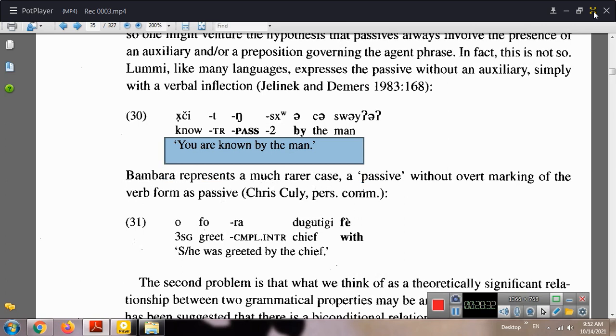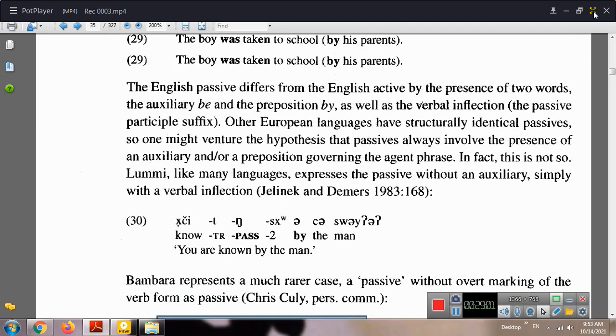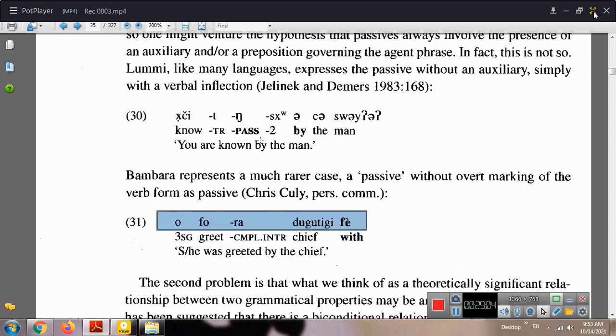Bambara represents a much rarer case, a passive without overt marking of the verb form as passive. Here in Bambara, we have the passive sentence, which is expressed without overt marking of the verb form as a passive. Here we had two exceptions of the passive voice.